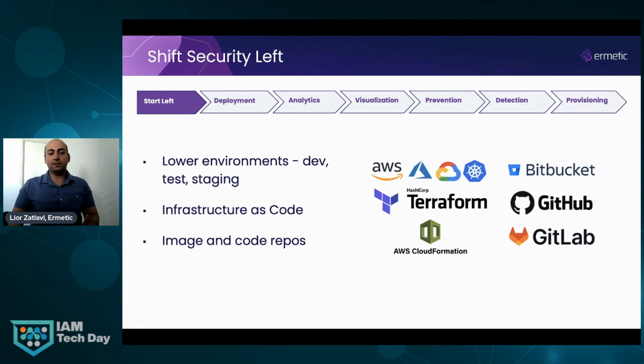Now, all of the things that can be found in the infrastructure as code, for example, or in the left side of the environment, in lower environments, can also be shown in the system. And you can easily find them and resolve them even before they get to production.